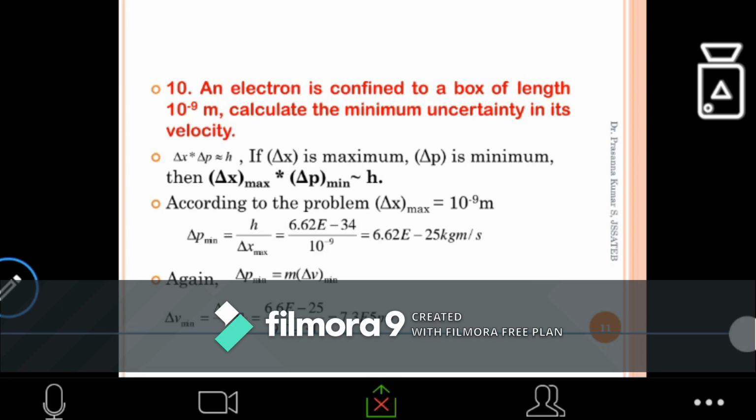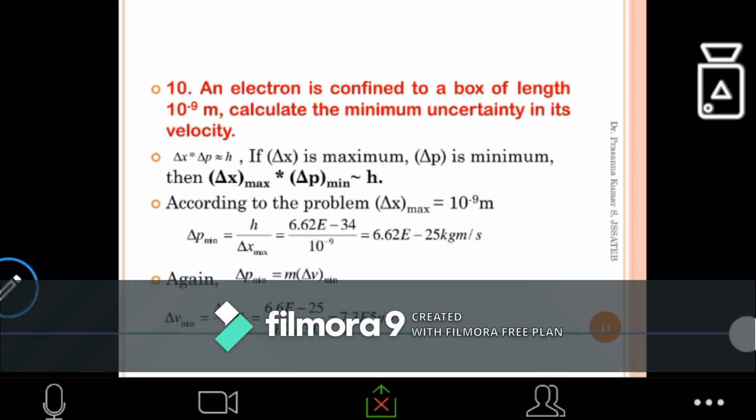You know that in the previous class, you have seen that delta x and delta p are inversely proportional. If delta x is maximum, then delta p happens to be the minimum. Since they are inversely related, if delta x is minimum, delta p happens to be maximum. So use the Heisenberg principle. Write delta x maximum, multiplied by delta p minimum.